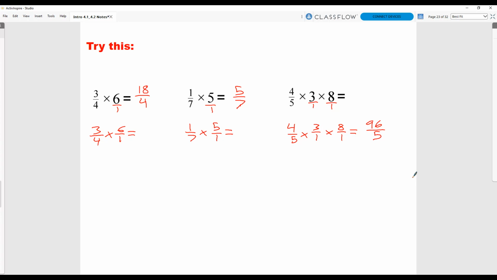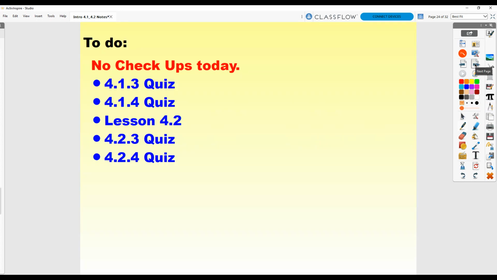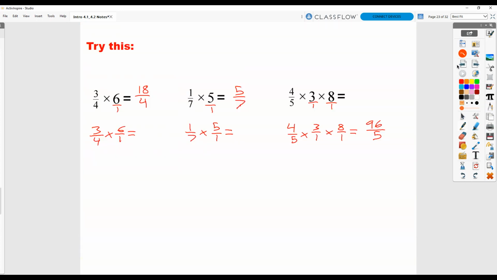Take a look at what your answers came out to. Make any corrections that you might need. And the last thing we're going to take a look at is multiplying a fraction and a fraction. So just simply multiplying fractions without any whole numbers.